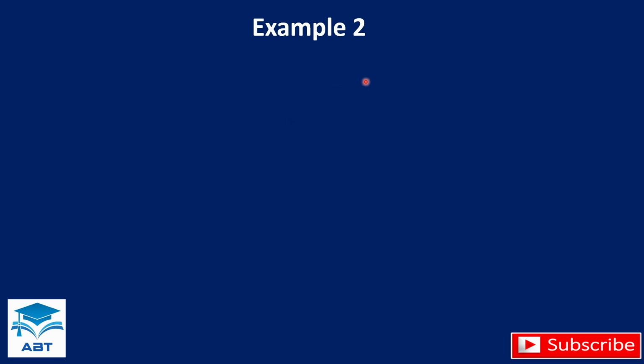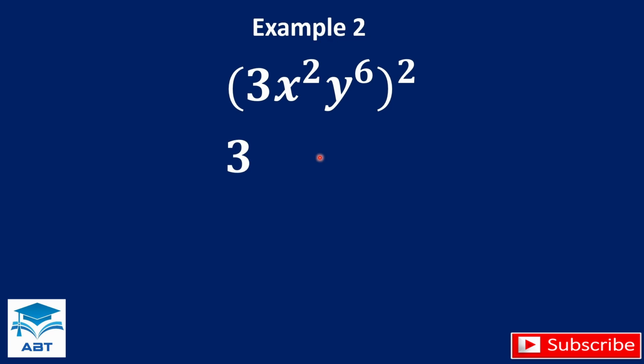Let's take another example. We have 3x exponent 2 times y exponent 6 all raised to the power 2. It means that this exponent is going to affect each variable or number in the bracket. So we start with 3. If no exponent is written, then it means 3 is having an exponent of 1. So we are going to multiply 2 by the exponent over here. That will be 2 times 1. So we have 3 exponent 2.